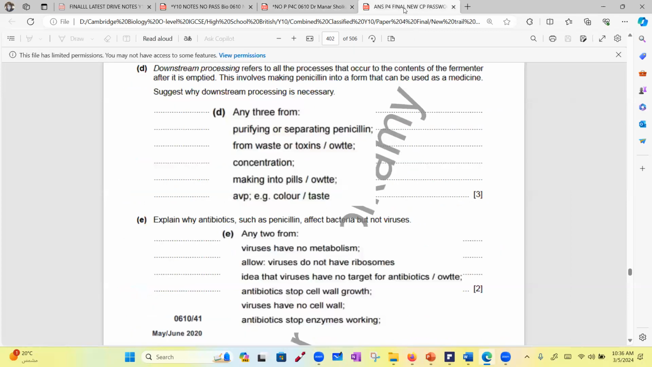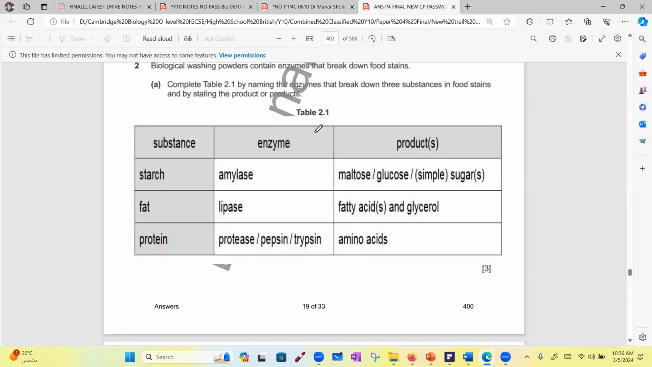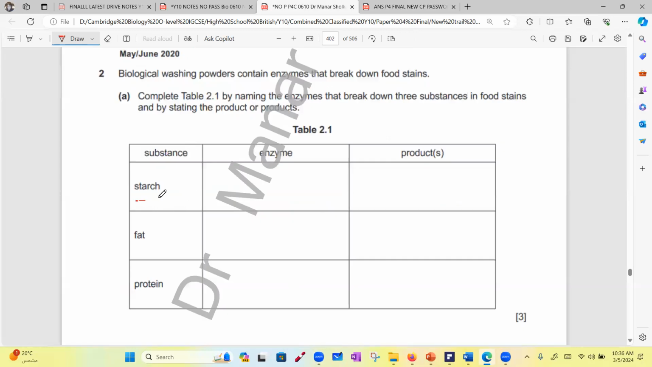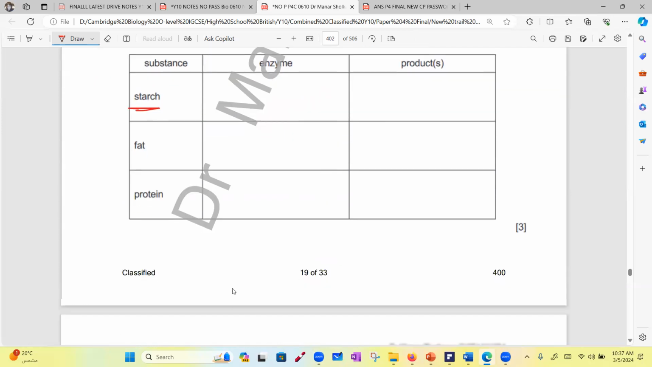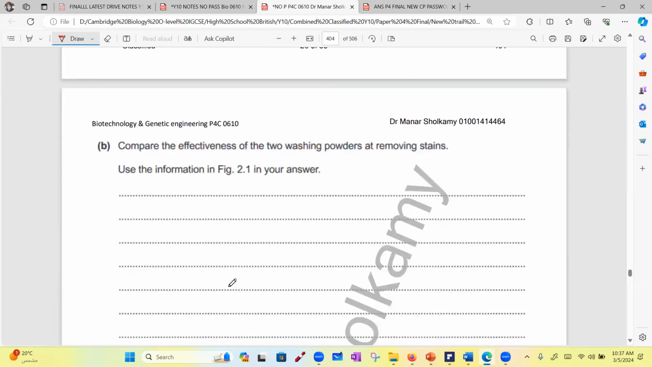Any questions? Easy? Let's solve this one. This is also easy. Now starch. What is the enzyme that will break down starch into? Yes, maltose, not glucose. Okay? Maltase will break down maltose into glucose. Fat into... perfect. Protein. Protease into... excellent. Amazing. Another graph. Let's start revision.